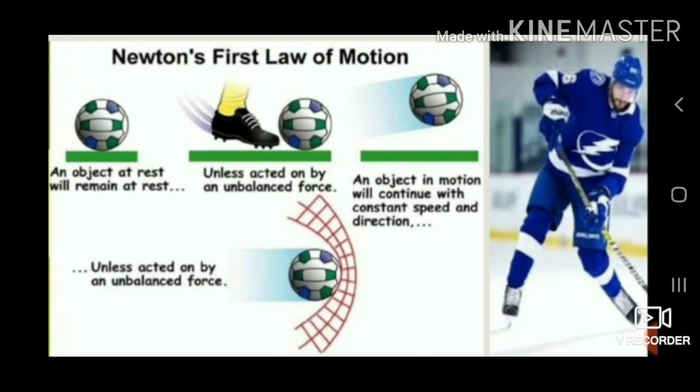Example of Newton's first law of motion: an object at rest will remain at rest unless acted on by an unbalanced force. An object in motion will continue with constant speed and direction unless acted on by an unbalanced force.